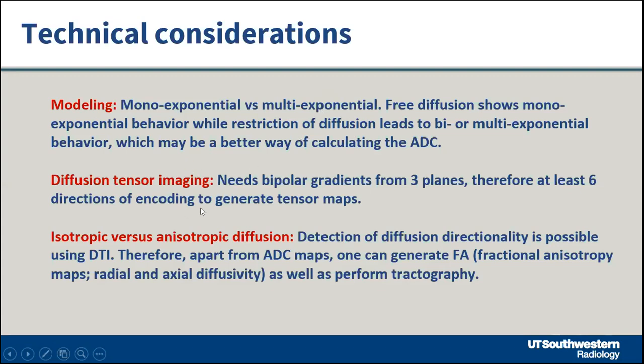DTI not only tells you what's moving or not moving like DWI, it also tells you the direction where it's moving. So to find that direction, you need 3 points in space, 3 coordinates. So how do you get those 3 coordinates? You've got to have bipolar gradients in at least 3 planes. That means you need 6 gradients, so 2 from each side, right?